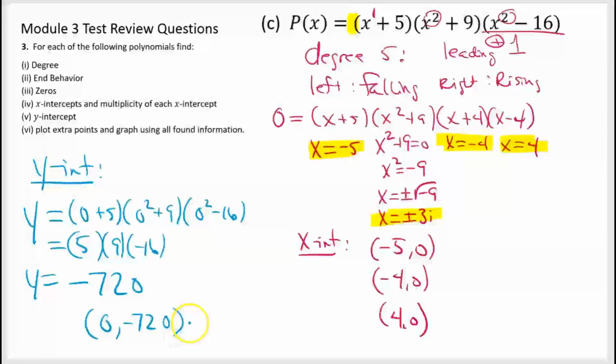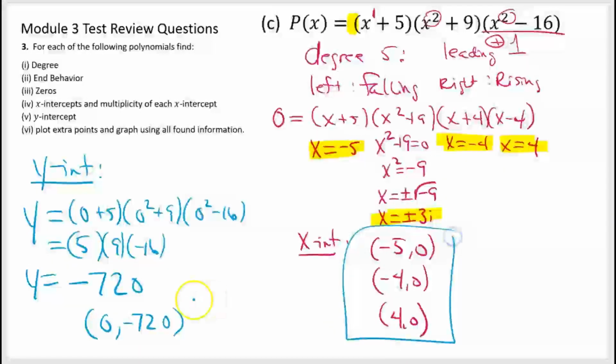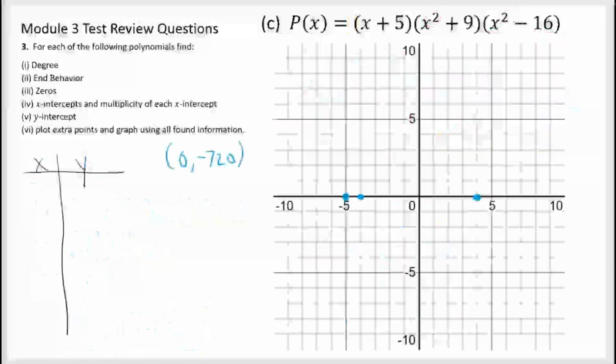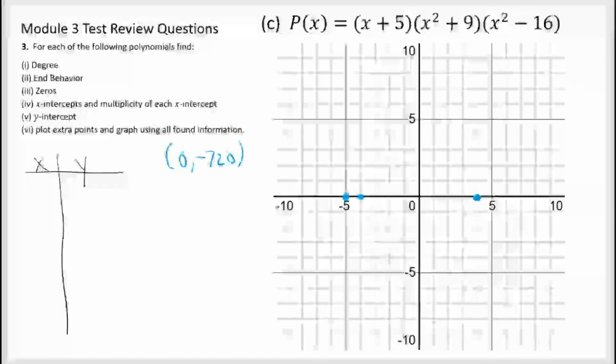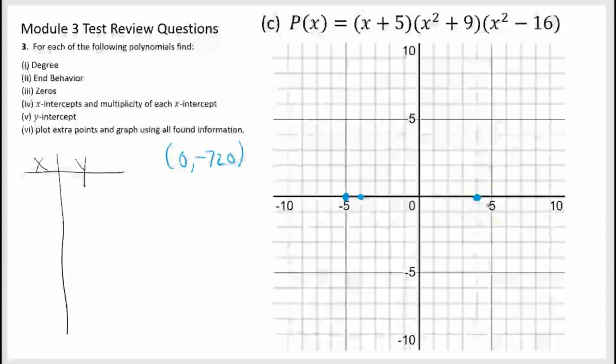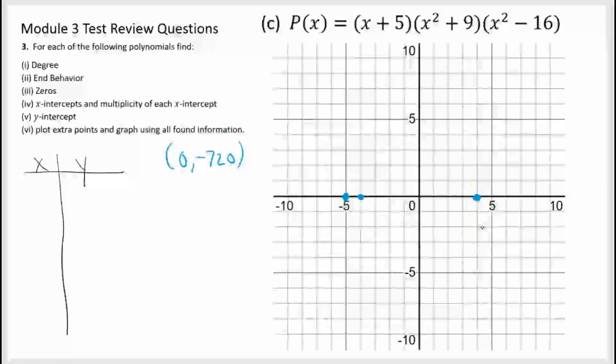There we go. So this information right here, keeping in mind that the left is falling and the right is rising, I want to transfer that to a graph, and then we'll talk about what would be good points to plug in. Okay, so once again, I've got a scale issue. Notice I did put negative 5, negative 4, and 4 in blue. Those are my x-intercepts. They're all going to cross through the x-axis because there is no multiplicity, or it's all multiplicity 1.